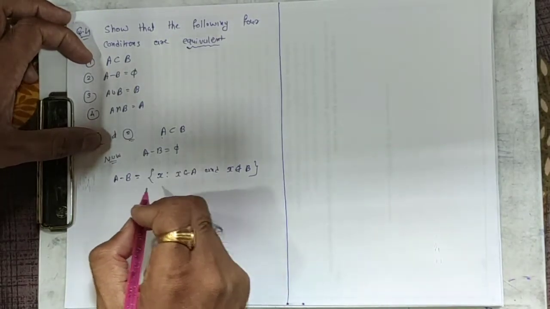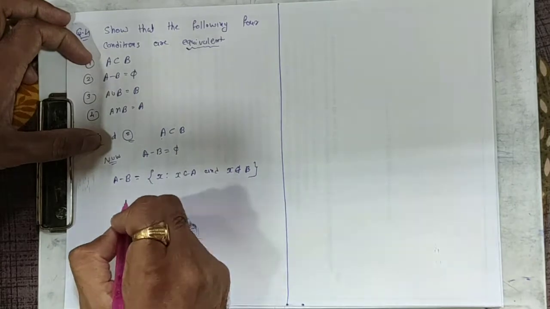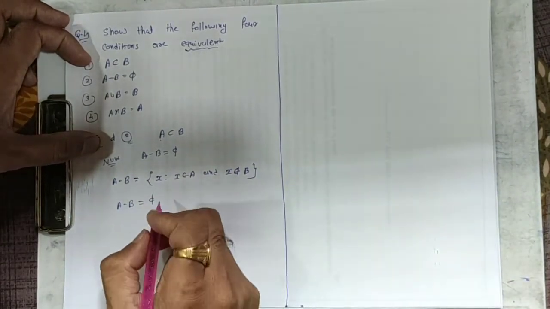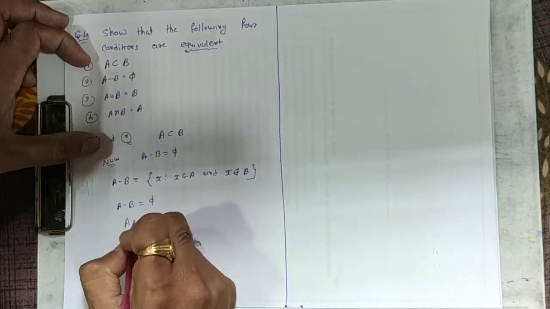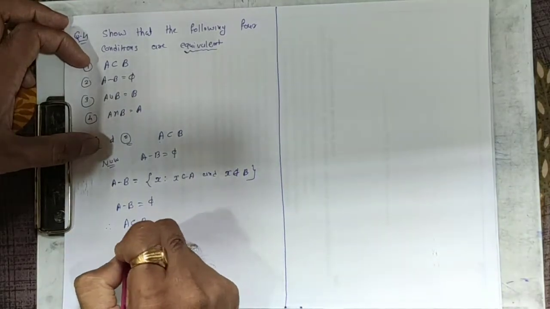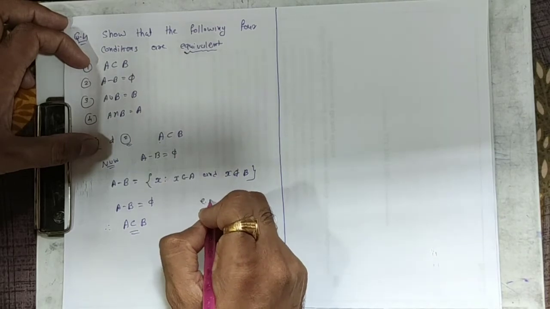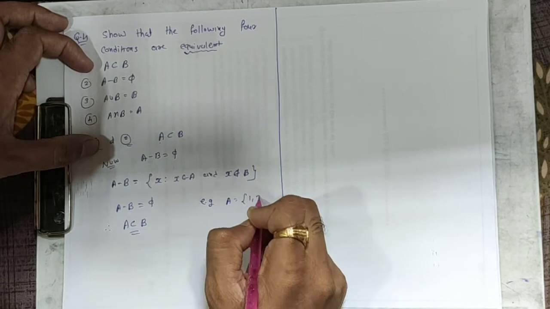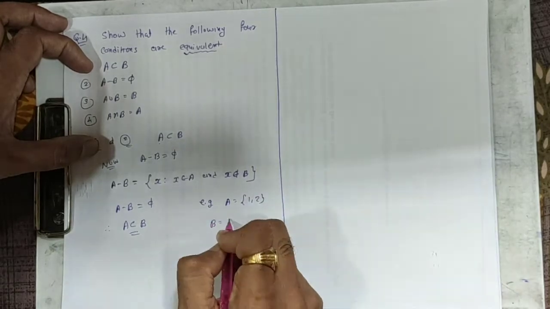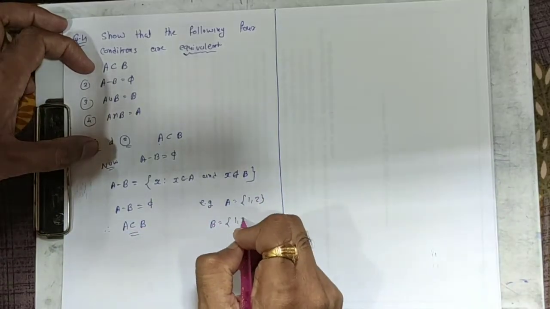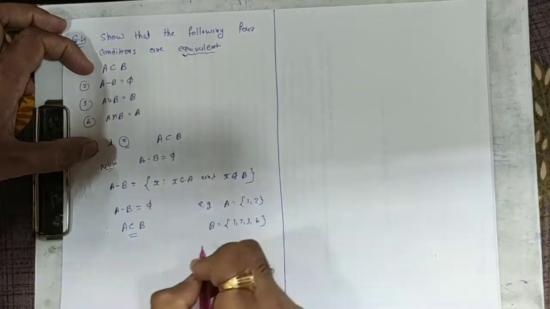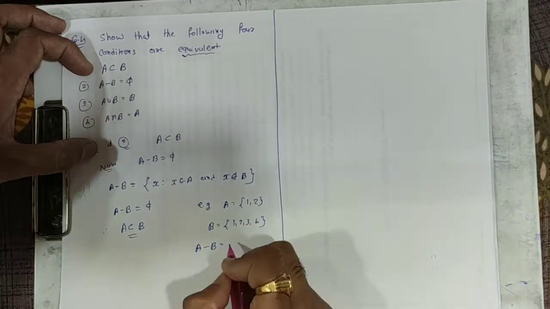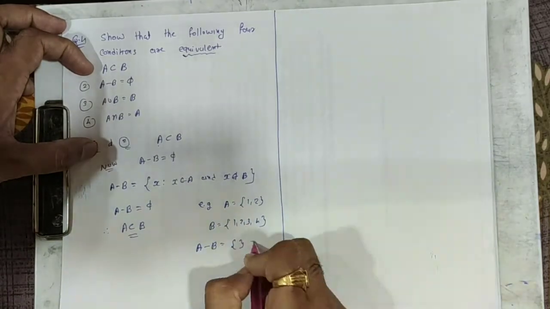And also we are given that A minus B equals phi, and that is only possible when A is a subset of B. How? Let us now consider an example. Let set A equal elements 1, 2. Set B equal elements 1, 2, 3, 4. Now what is A minus B? A minus B, all the elements of A except B, that is equal to phi, the null set.